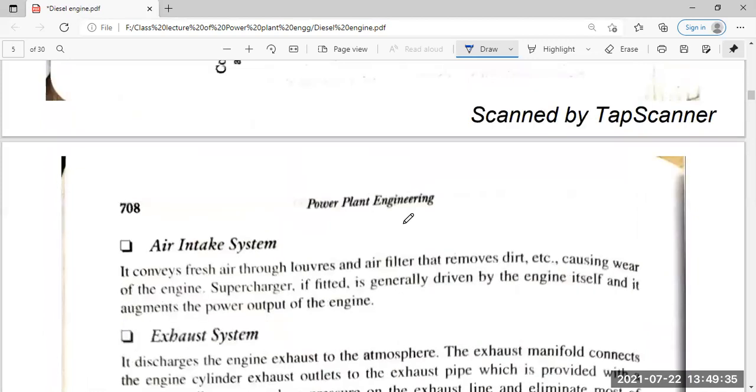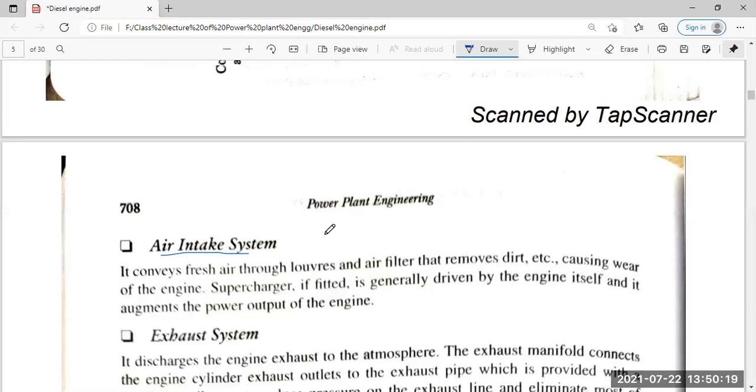Now, let us discuss in detail what the air intake system is. It conveys fresh air through louvers and an air filter that removes dust, etc., which causes wear of the engine. What it means is the air intake system should have louvers, that is inlet openings, and an air filter. The air filter controls the dust and other impurities which may come inside with the air itself, and it prevents them, and only fresh air is allowed to go inside. And this dust, if it somehow goes inside the engine, will cause wear of the engine itself.